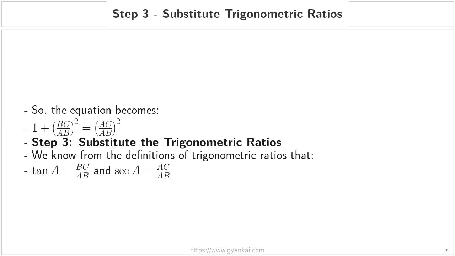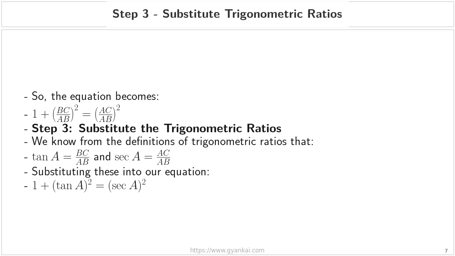If you recall our fundamental definitions from earlier in the lesson, we know that tangent of A is equal to BC over ob, and secant of A is equal to AC over ob. Because our equation is currently written in terms of these side lengths, we can now perform the substitution. By replacing the BC over ob part with tangent of A, and replacing the AC over ob part with secant of A, our equation becomes 1 plus tangent of A squared equals secant of A squared. This brings us much closer to our final identity.